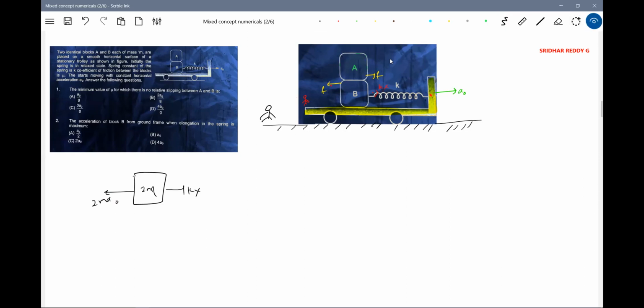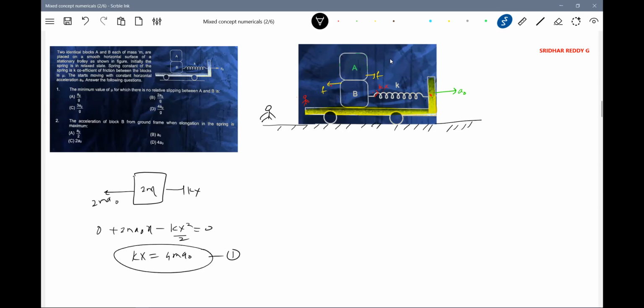Now the work done by the spring force and pseudo force: the velocity of this will keep on increasing. Then at maximum elongation, it has moved from rest to rest. So net work done by the pseudo force and the spring force should be equal and opposite in the trolley frame. So I'll write the equation. Initial kinetic energy is 0 plus the work done by pseudo force 2ma0 into x. The spring force does negative work in the trolley frame, so kx square by 2 equals 0. So what is x equal to? kx equal to 4ma0. This is a very fundamental equation. So this is what we did in all this analysis, the trolley frame.